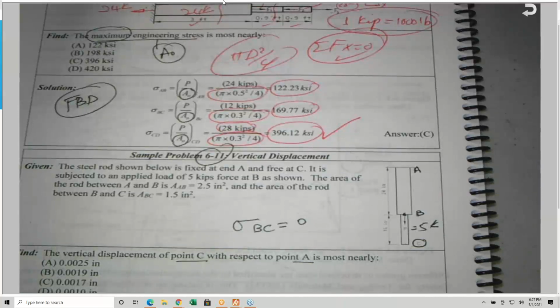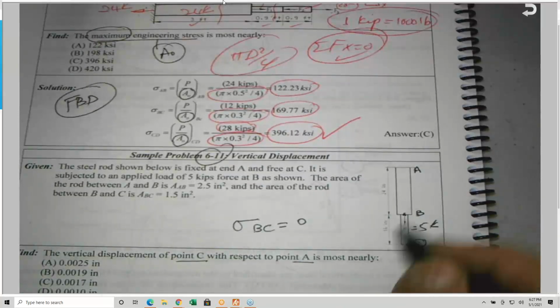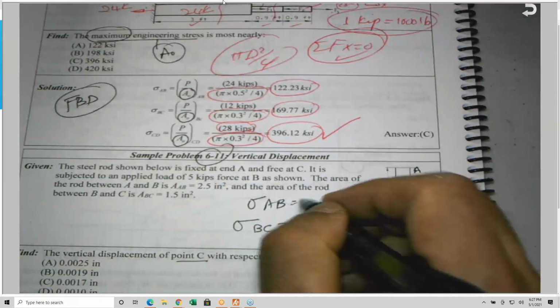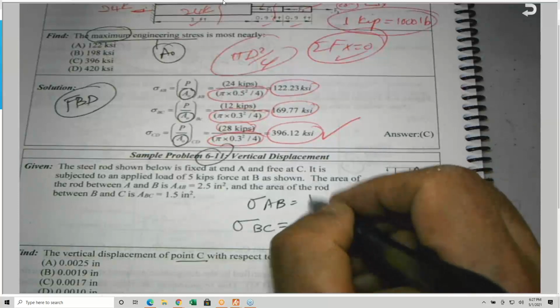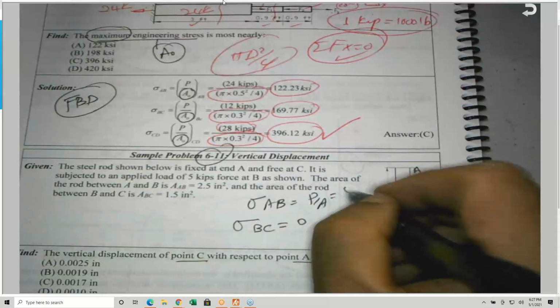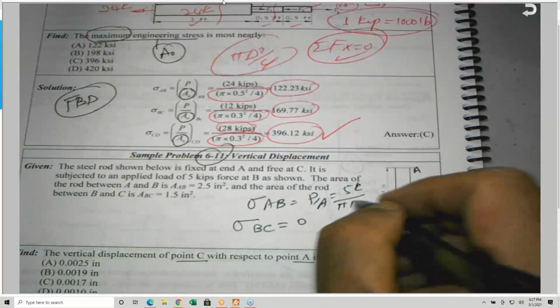There is no stress on the segment BC, but there is a stress here. Segment AB is equal to the force, which is 5 kips, P over A, 5 kips over the area, which is pi D squared over 4.